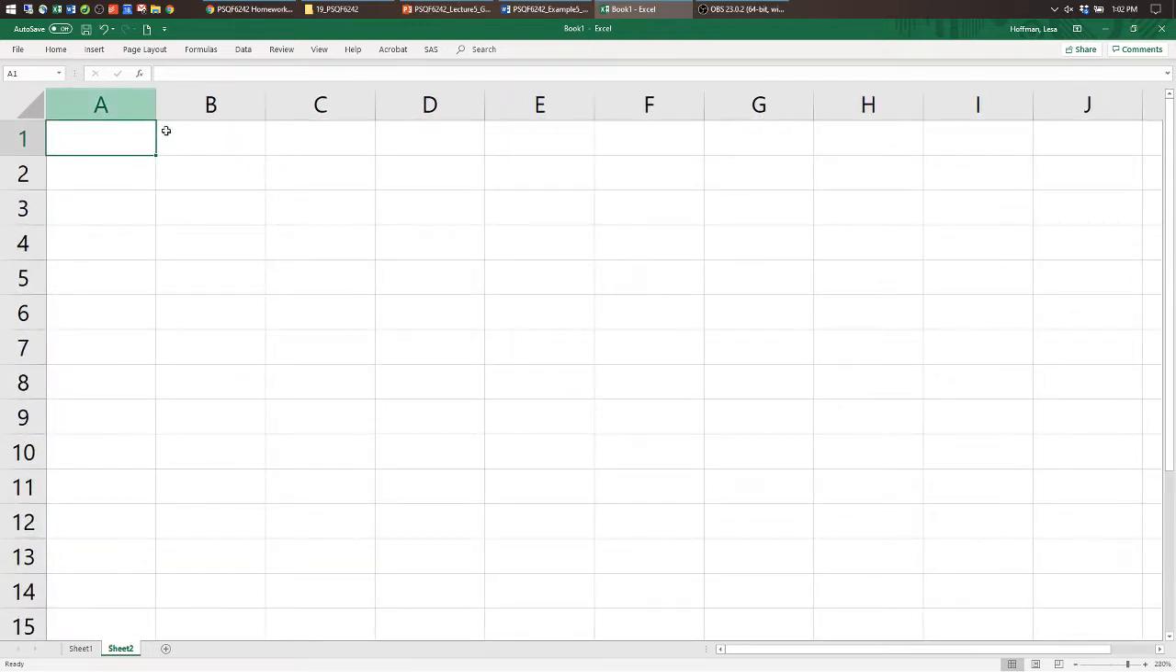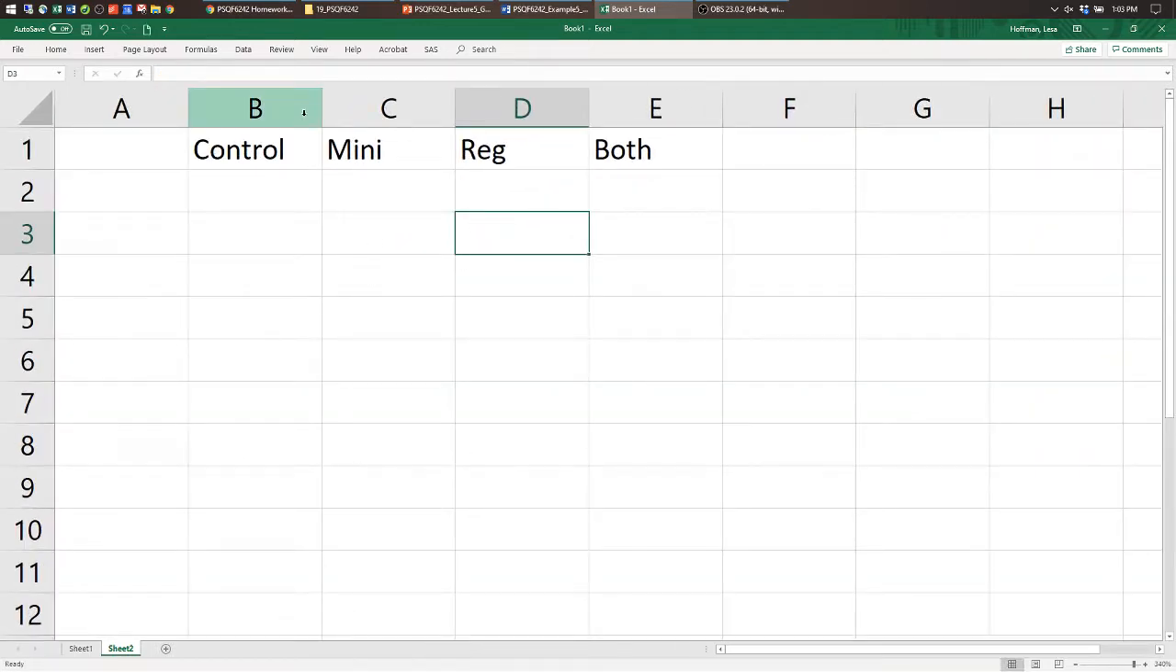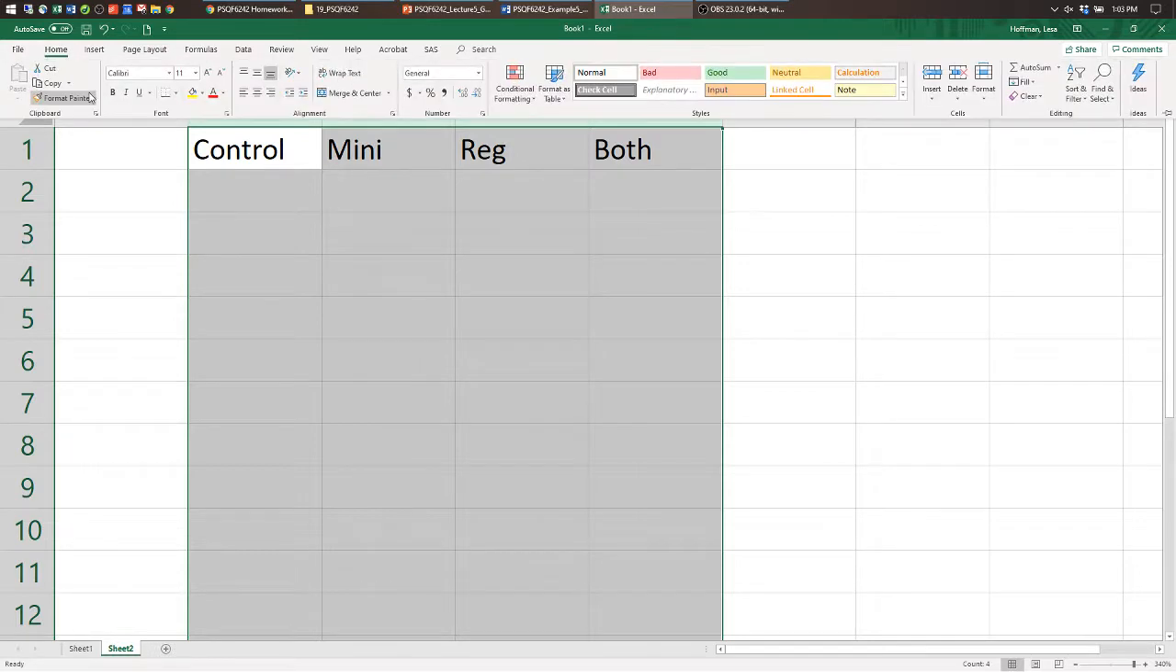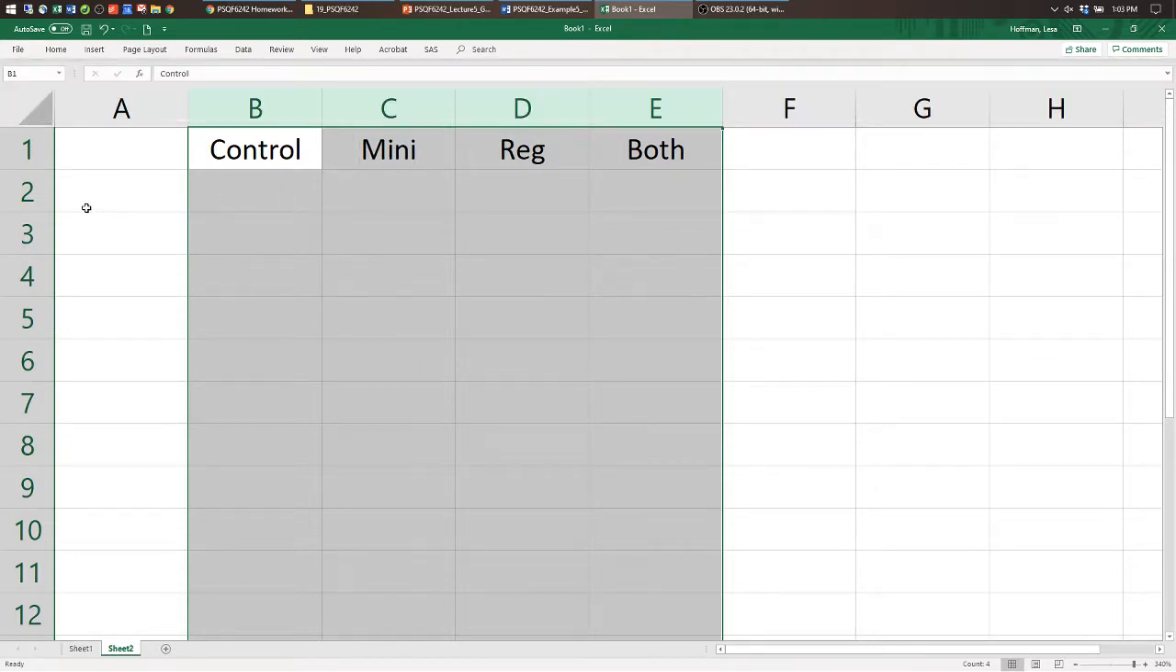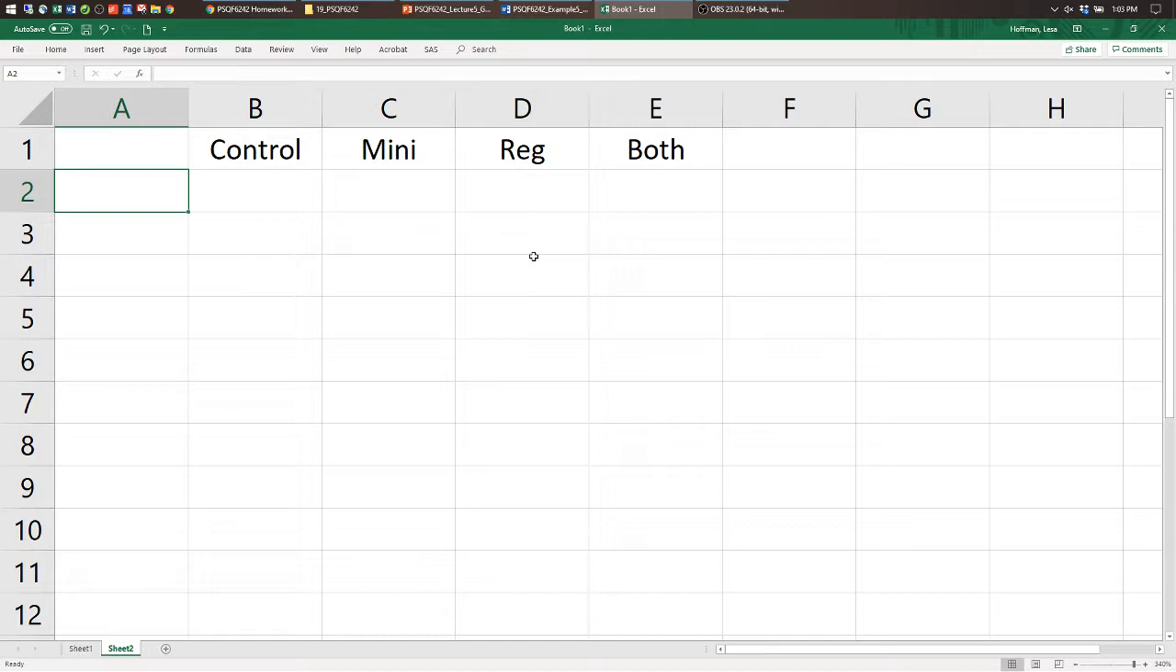So in the mini golf example, we'll say we've got control, mini, reg, and both. And for those of you who have already started this and sent me your code, I was pleased to see all of you use the exact same naming conventions that I did. C versus M, C versus R, and C versus B as the 3 variables. You get very tired of typing real quick, so you come up with the shortest possible names.